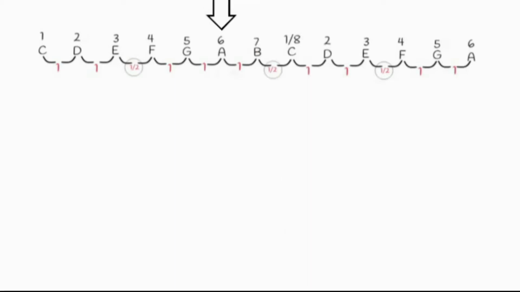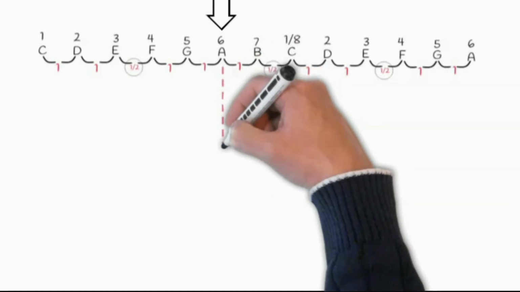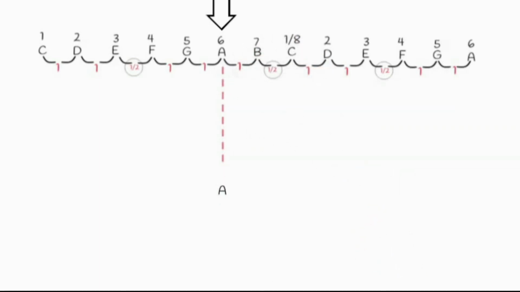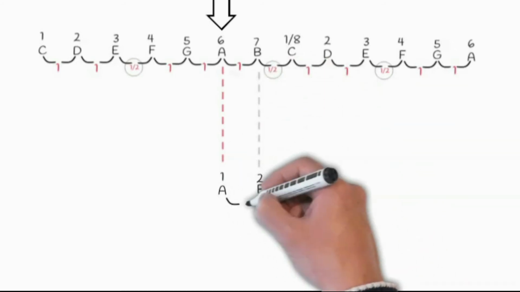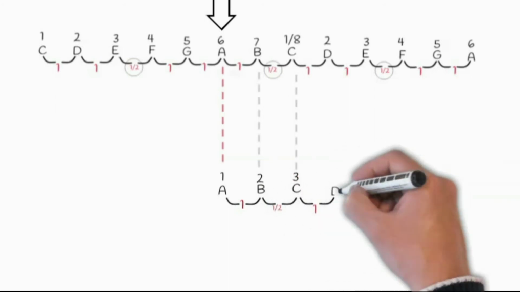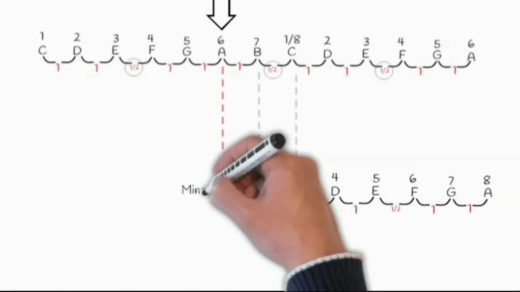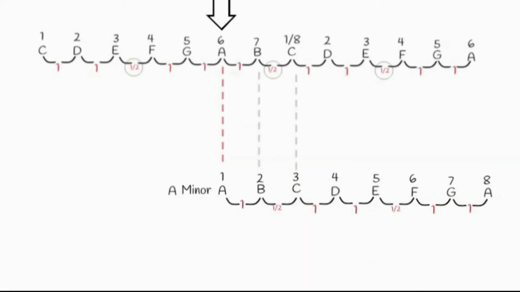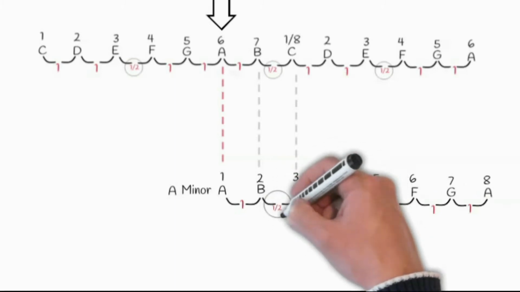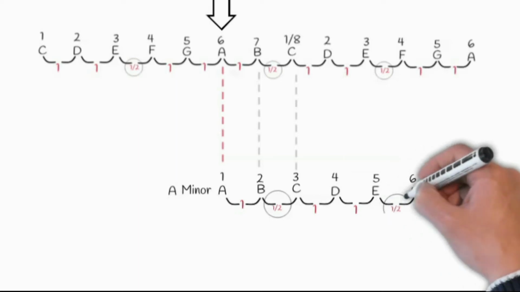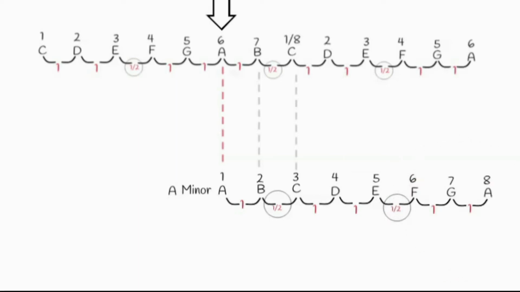Let's do that. Here's the 6th degree, which in this case is an A. Because it's the root of our new scale, I'm gonna number it as 1. I'll continue the sequence by copy-pasting notes and intervals from the C major scale. Voila! Here's your minor scale, in this case A minor, because A is the root. Notice where the half steps are. Between the 2nd and 3rd degree, and the 5th and the 6th. Again, remember that.